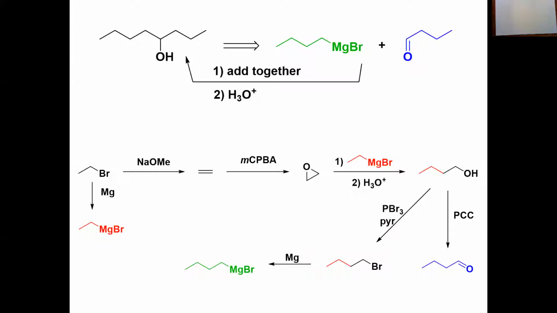So if we were synthesizing every single carbon in this molecule overall, if we had to show how every single carbon came from ethyl bromide, that's one option of how you do it. Is that the only option? No, but it's the one I came up with.